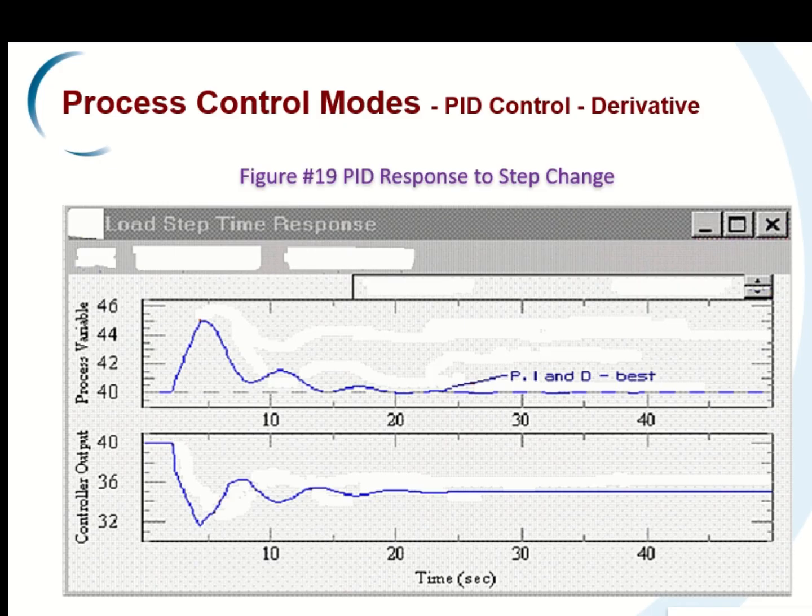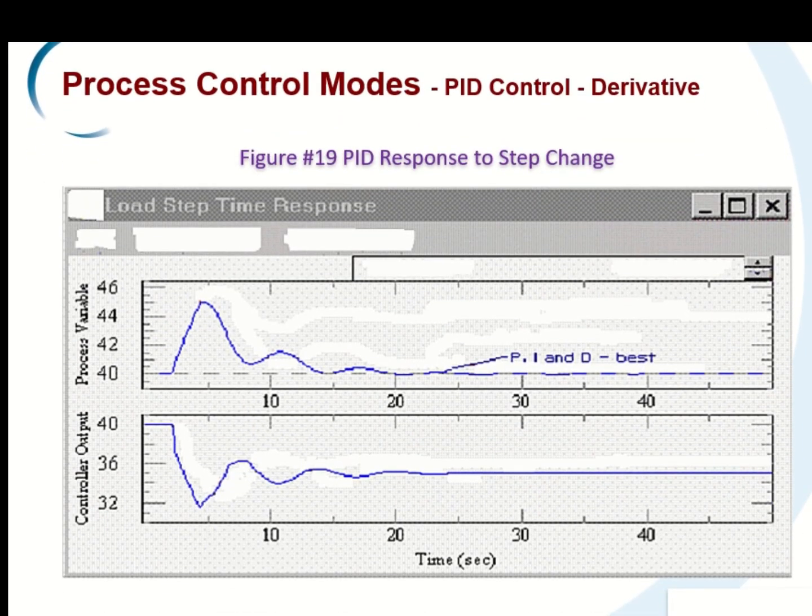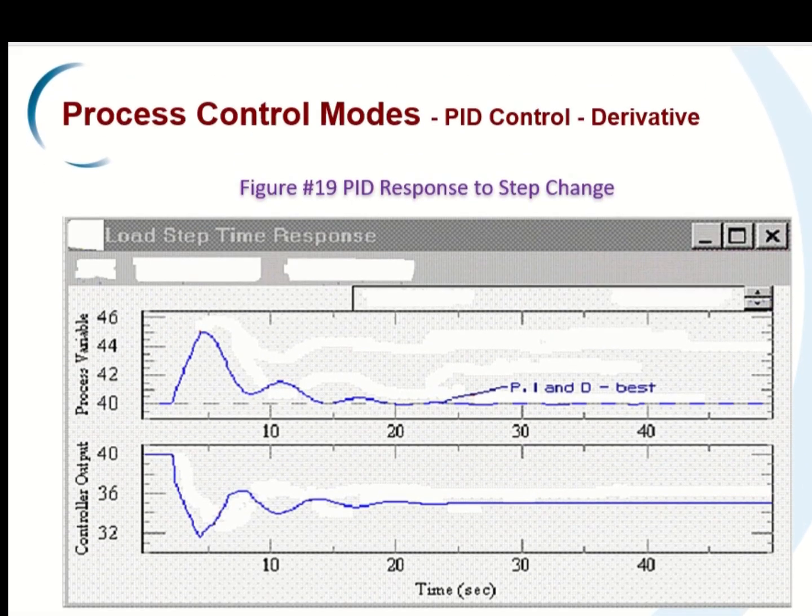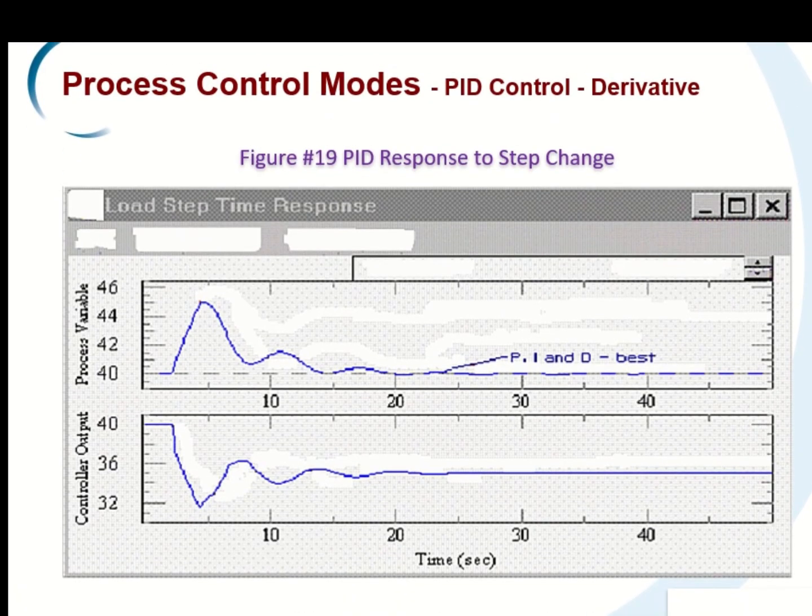So basically, you can see how quickly and how proportionally things are done is based on the combined activity of the PID controls: proportional, integral, and derivative control. So derivative is basically the rate of change at which the error is changing. Integral is the time element, and proportional is how the response is changing based on the gains.